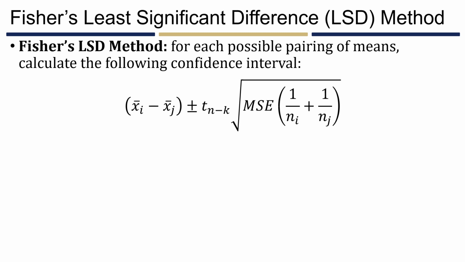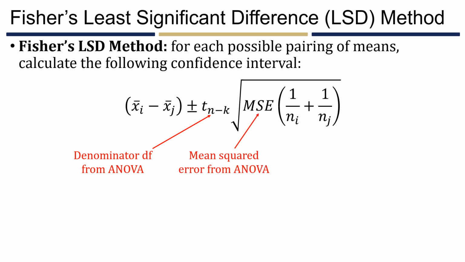Fisher's least significant difference method of multiple comparisons, or Fisher's LSD method for short, is a method of multiple comparisons where for every possible pairing of group means, we calculate a confidence interval. We take the difference between the two sample means that we're interested in comparing. We add and subtract some critical value from the t-distribution that has n minus k degrees of freedom. This is the same as the denominator degrees of freedom from your ANOVA table. Then we multiply that by the square root of the MSE from the ANOVA table times 1 over Ni plus 1 over Nj, which are the sample sizes of the groups that you are comparing.